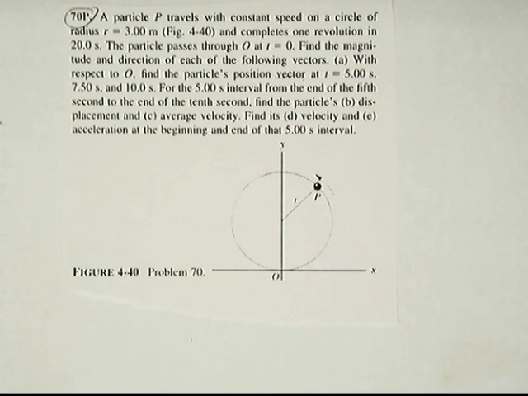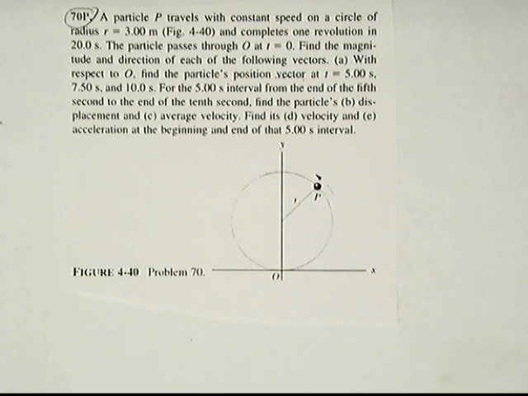And you've got to read the question carefully. The particle passes through the origin at t = 0. That alone is going to make things miserable. Find the magnitude and direction of each of the following vectors with respect to O. Does that make sense, what they're asking? Find each of the following vectors with respect to O.